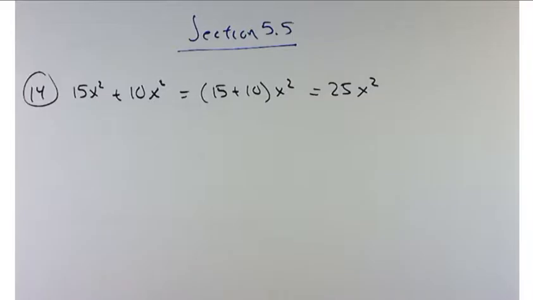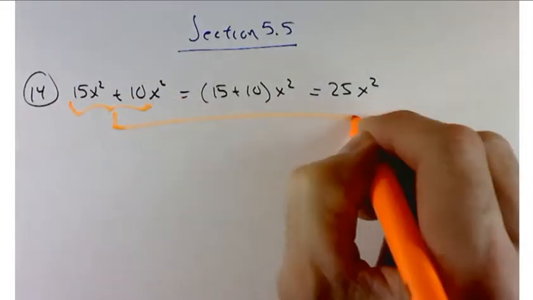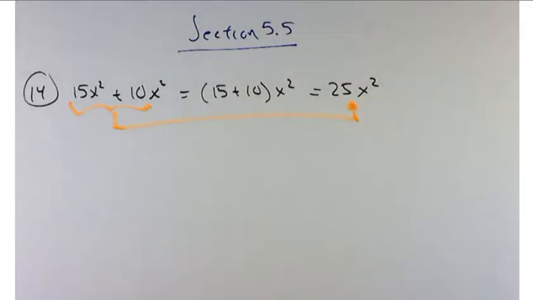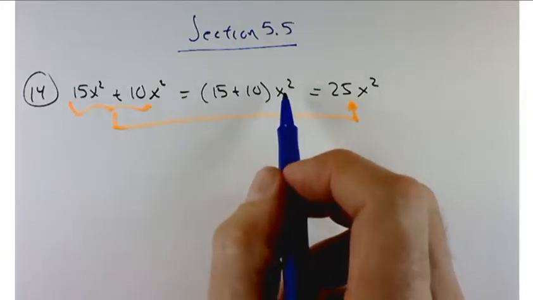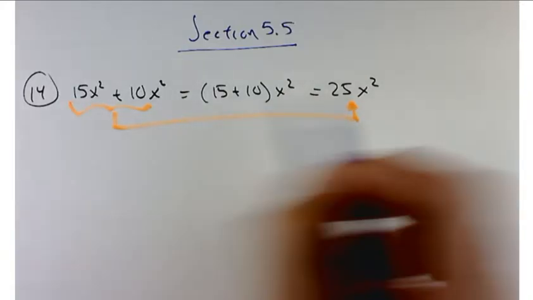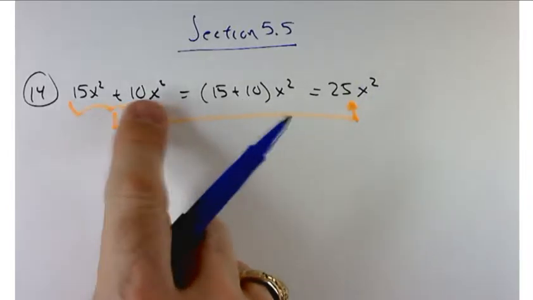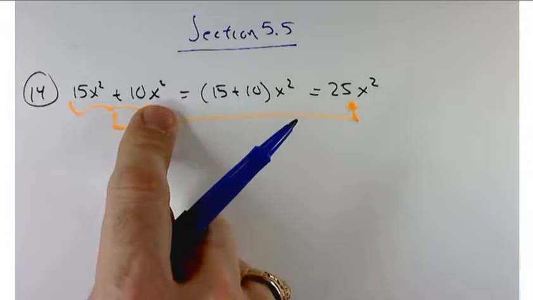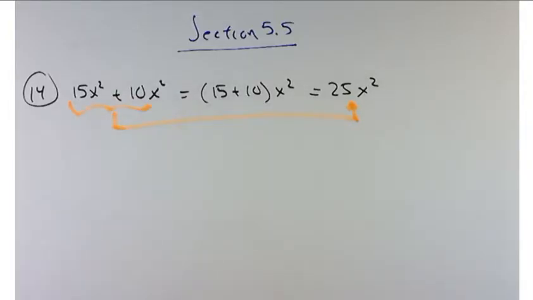So the part that I want you to do is this. When you have like terms, I want you to add up their coefficients. The reason I did it this way is so that we can conclusively see that I don't get 25x to the fourth. Under what circumstances would I get an x to the fourth here? Yeah, if it was multiplication, then I get an x to the fourth. But with addition, you're just going to add up the like terms.